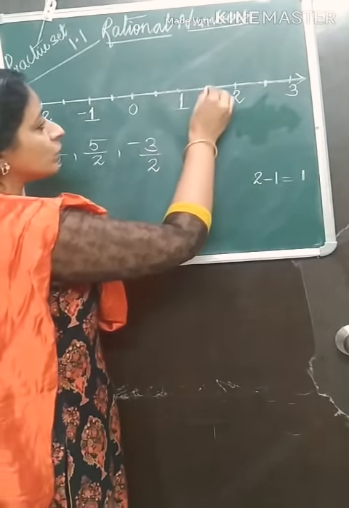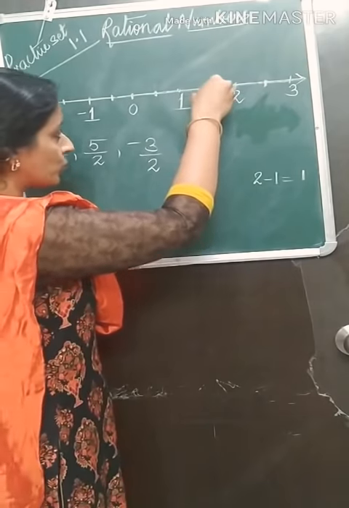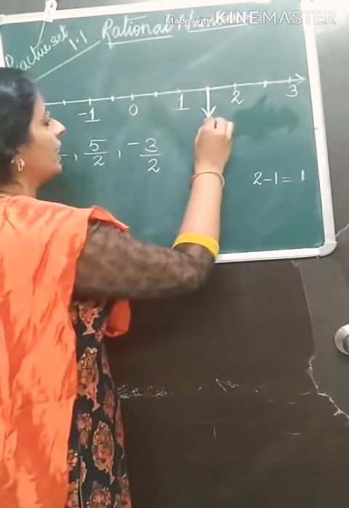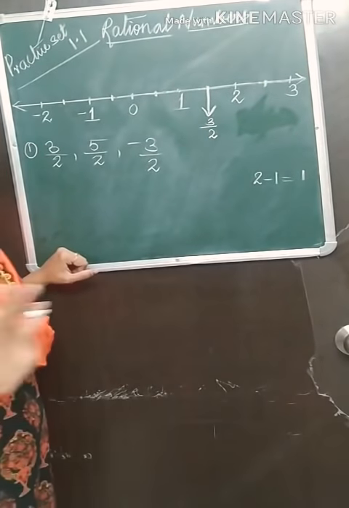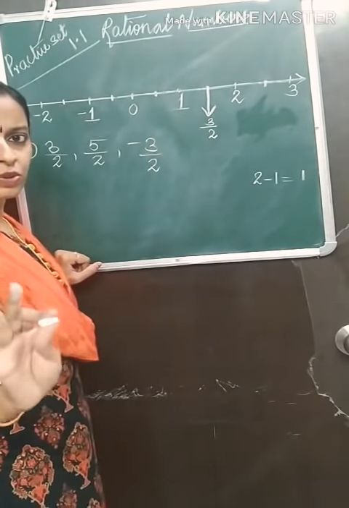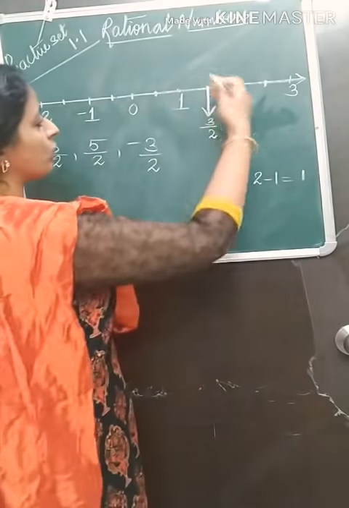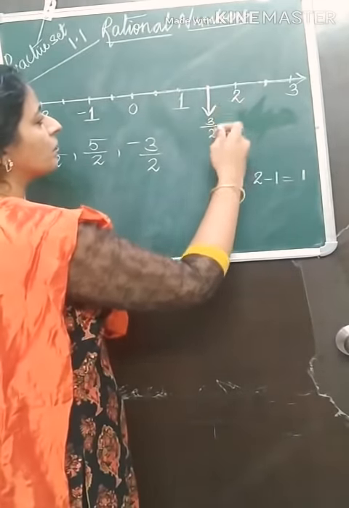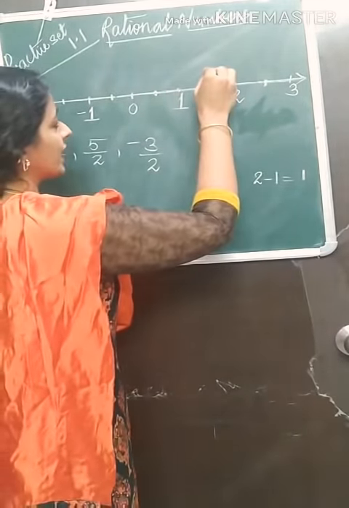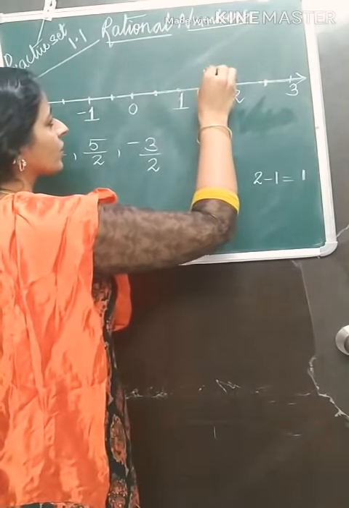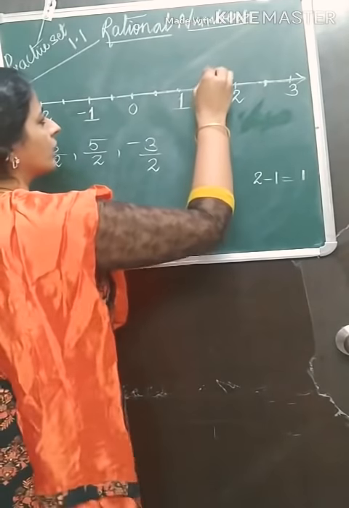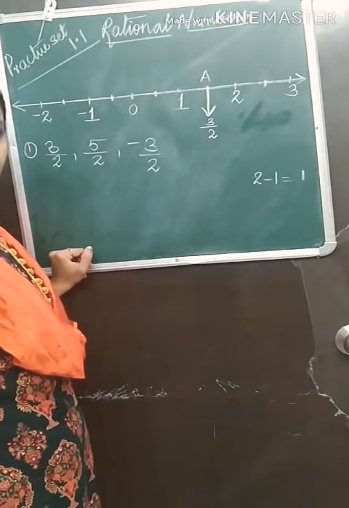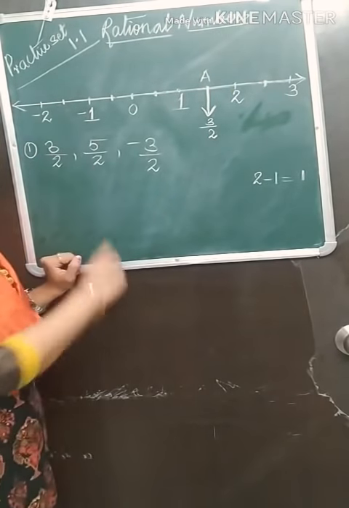Next dot. This will be 3 upon 2. So highlight this and write it as 3 upon 2. Other numbers you know, no need to show that. Then give a name also for this number. Let us give a coordinate. Let us show it as A, B or C. We will give a name. Point A.